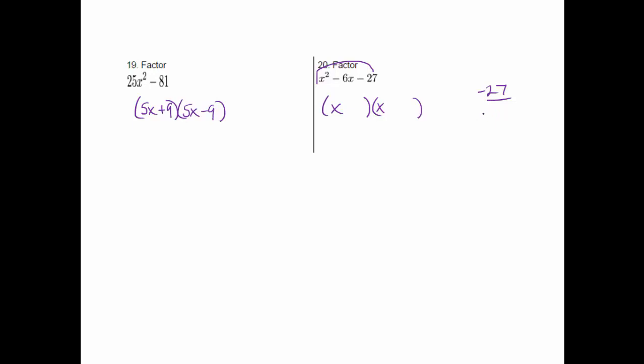So I'm just going to start writing down choices. Negative 27 times 1, negative 1 times 27, negative 3 times 9, negative 9 times 3. I'm looking for negative 6. This will work because negative 9 plus 3 is negative 6. So minus 9, plus 3, and that is factored.